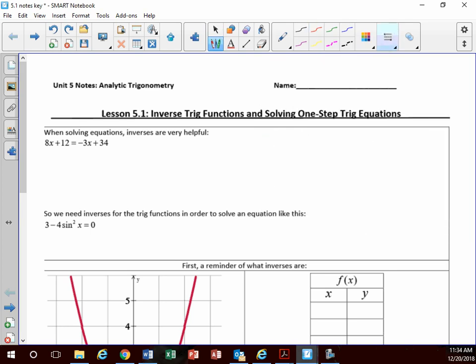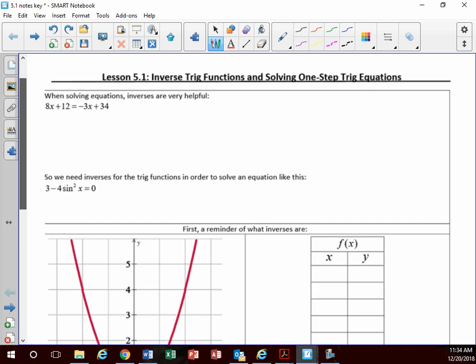All right, so first, solving an equation here. Do you guys know how to solve the first equation? Yeah, you'd add your 3x to both sides, subtract 12. 11x equals 22. Divided by 11, x is 2. You've been doing that for I don't know how many years, but you're pretty good at that. I think it's been more than 3, but maybe not. All right.